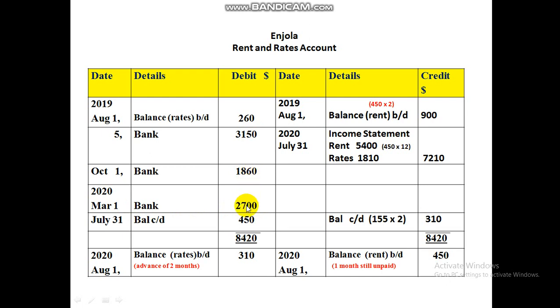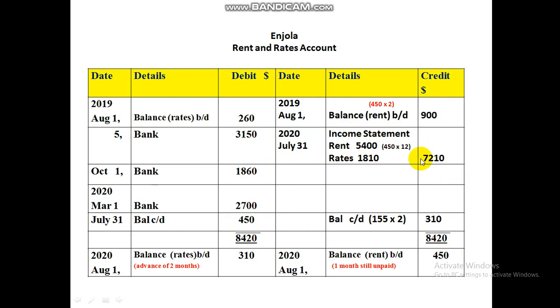All these are paid. We know that 2 months rates are advanced, so it will come as a debit balance in the balance BD. The same balance BD will come as the balance CD on the credit side. Same will go for the rent. 1 month is still unpaid, it will come as the balance BD on the credit side. The same balance BD will be shown on the opposite side as balance CD. After writing balance CD, our ledger account will be complete.